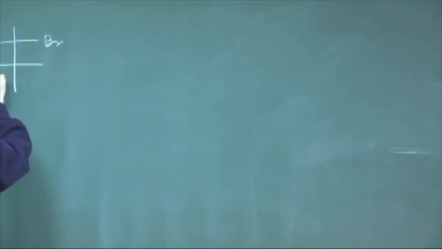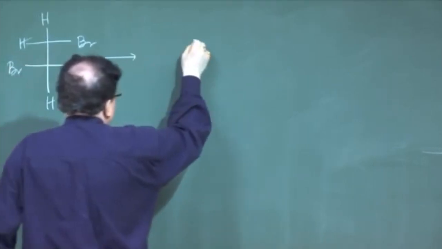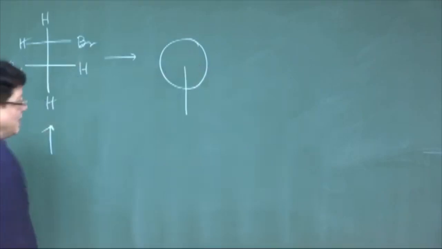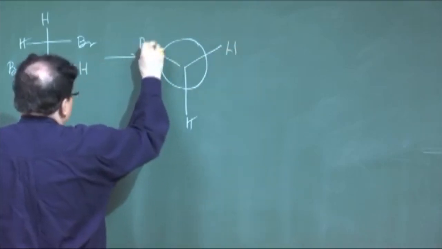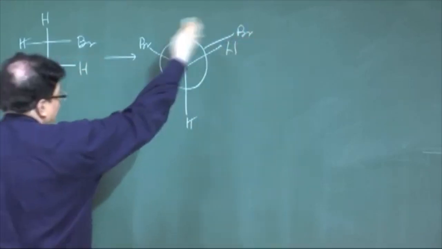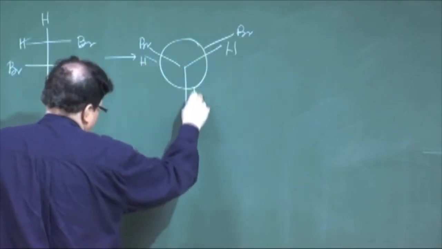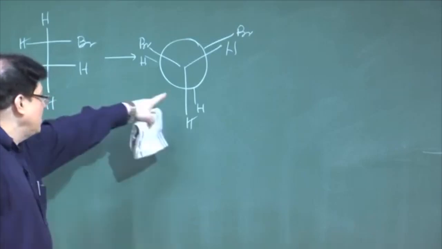So what have we started with? We have started with a bromine here, and a bromine there, hydrogen, hydrogen, hydrogen, and hydrogen. So now we convert it into the Newman projection. We are actually seeing it from this side. If we do that, then this will be a hydrogen, that will be a hydrogen, this will be the bromine, and on the right side there will be the back carbon. The right hand side will be bromine, and this will be hydrogen, and that will be another hydrogen. So this is the direct conversion of this to the Newman projection.